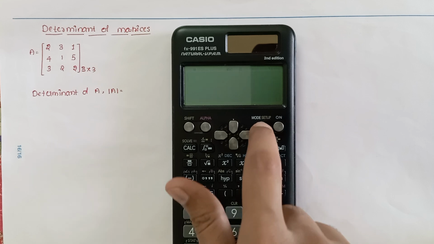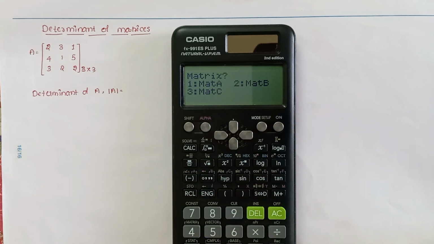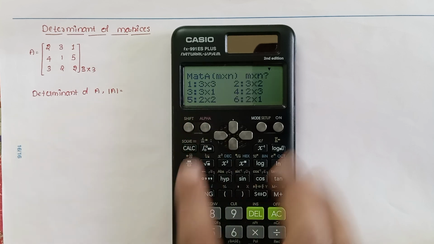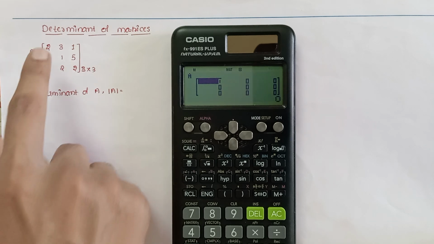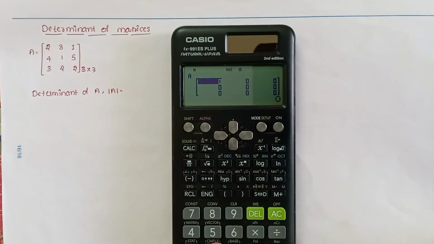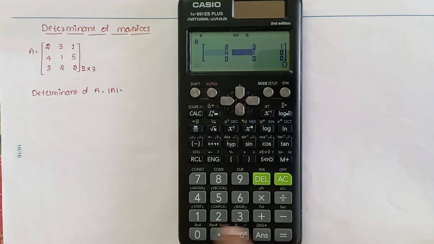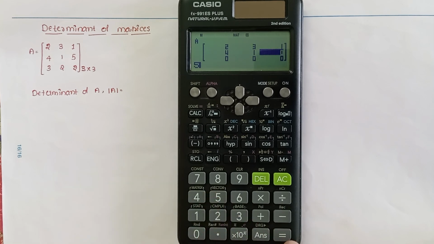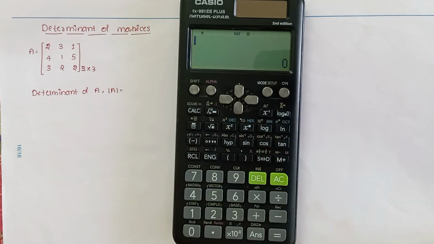So press the mode button. Here we see the sixth option is matrix. So press 6, select mat A and select 3 into 3, because here we are taking a 3 into 3 matrix. Give the input values to the matrix: 2, 3, press equal to, 1, again 4, 1, 5, 3, 2 and again 2. So the matrix is stored in the calculator.